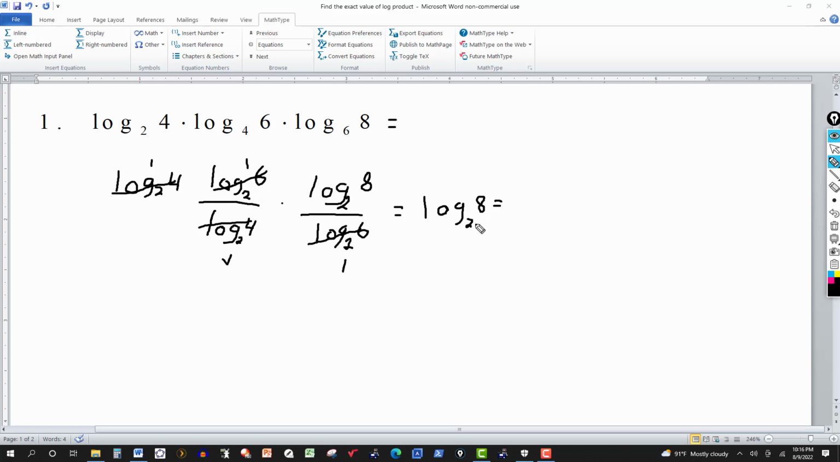So the log of 8 to base 2, by definition of log, has got to be 3, because 8 is equal to 2 to the third. That's what that means. When you say, what is the log of 8 to base 2, you're asking for 2 to what power will give you 8? Well, it's 3. So the answer to this one is 3. That's the exact value.